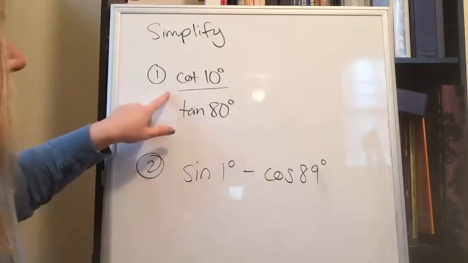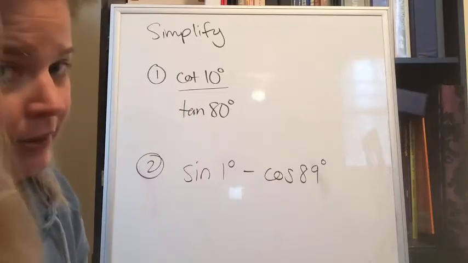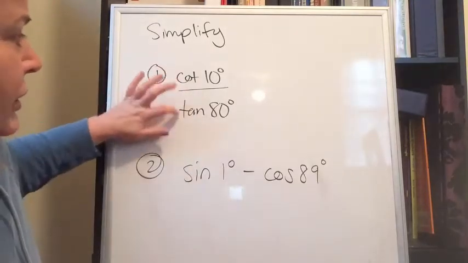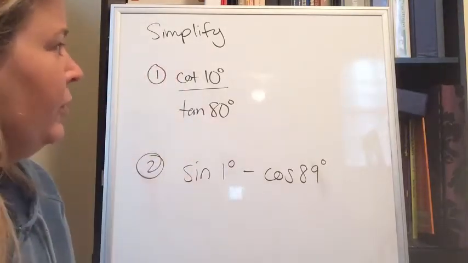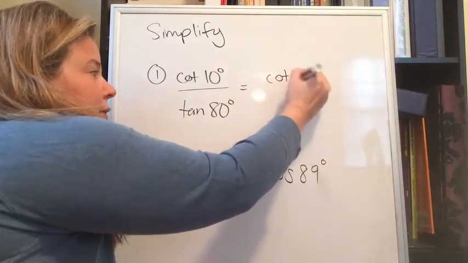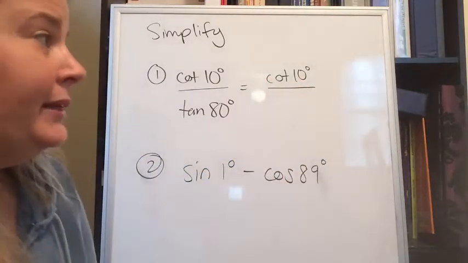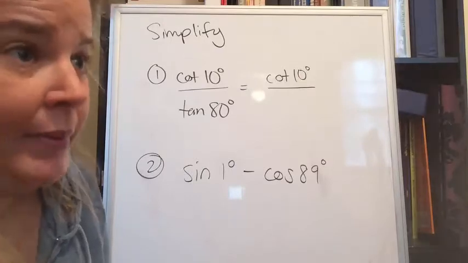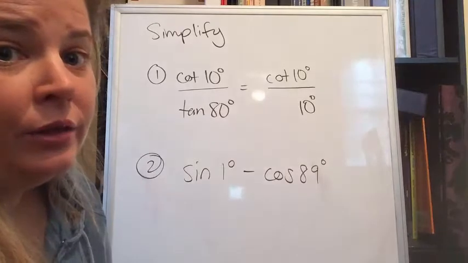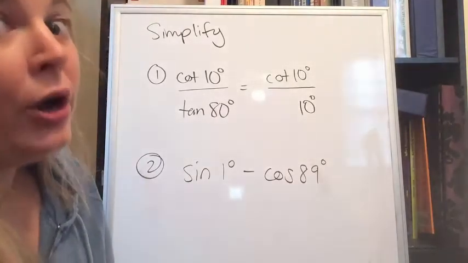So in this first problem, I want to change so that everything is either 10 degrees or everything is 80 degrees. It doesn't matter. But both of the trig functions need to have the same angle in it. So I'm going to change them all to 10 degrees. Okay, so the first one is already 10 degrees, so let me leave that the same. However, the bottom is 80, so I'm going to change it to the complement, which is 10. But if I change the angle to the complement, then I must also change the function to the cofunction.